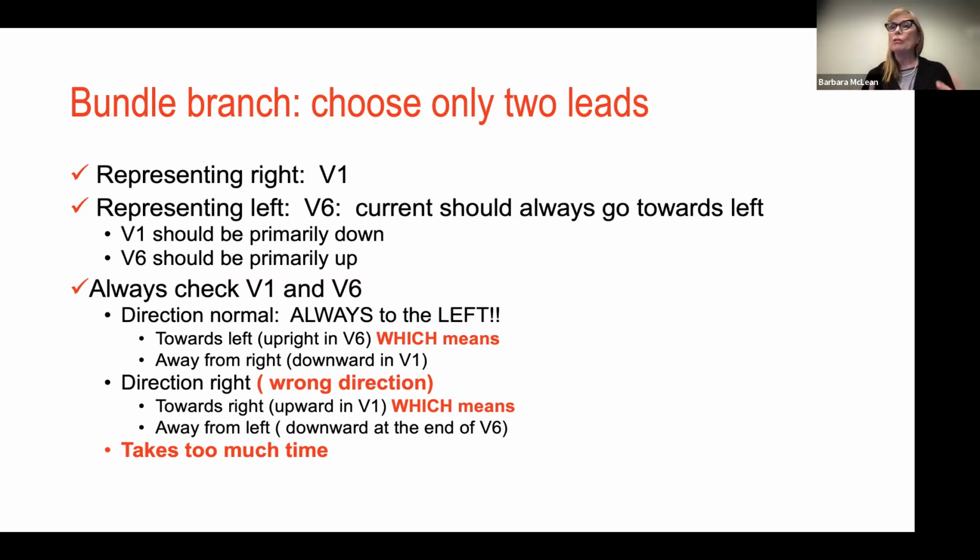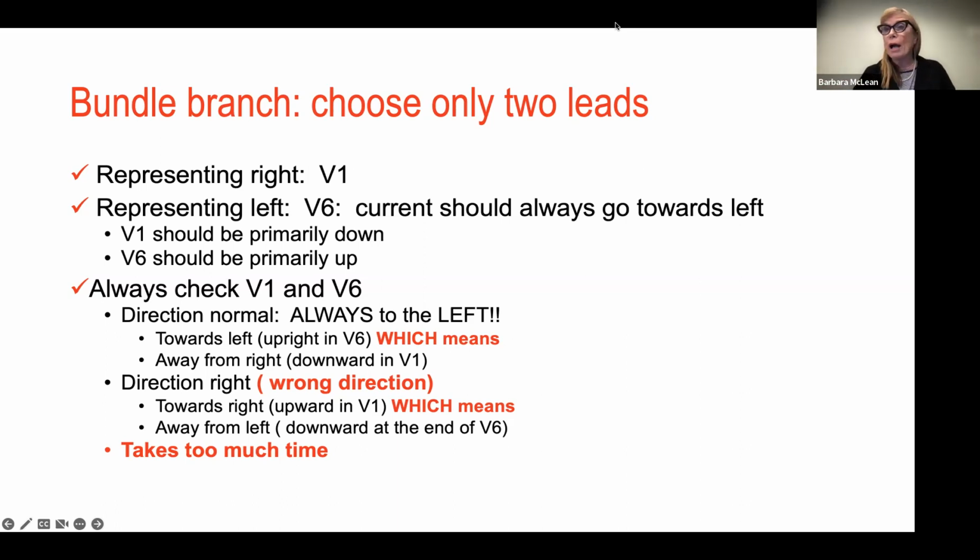And these are really simple strategies. Really simply, we should remember that current always goes to the left heart. So V1, which is a right-sided lead, should show that current goes away from V1, and that visual should be primarily down. And V6, which is the left-sided lead, should show the current coming towards it, and that visual should be primarily up. So that means your ventricular depolarization in V1 will primarily be in a downward direction below the baseline, and V6 will be primarily in an upwards direction above the baseline.